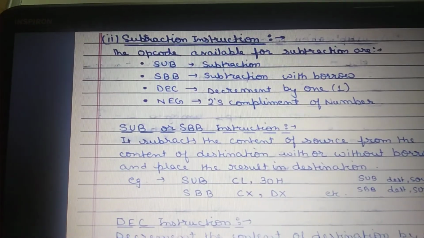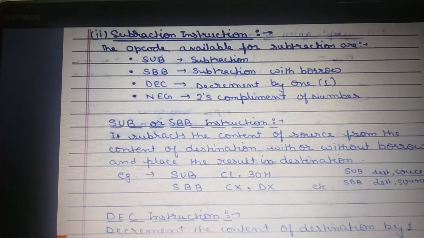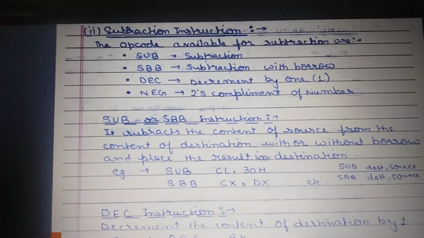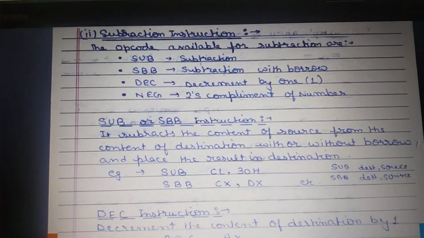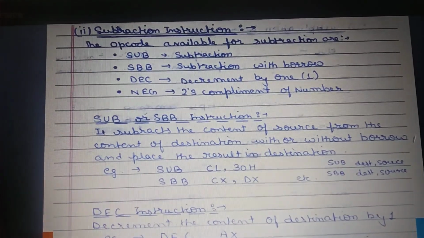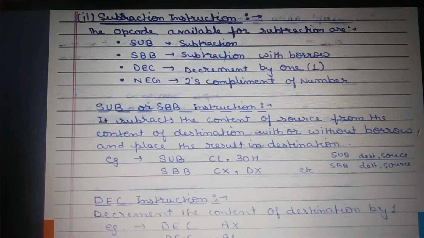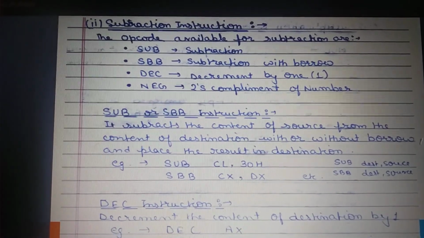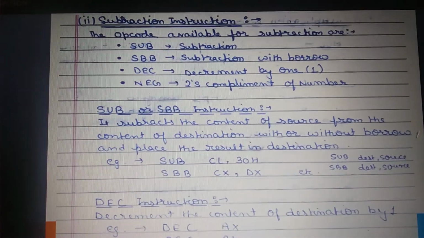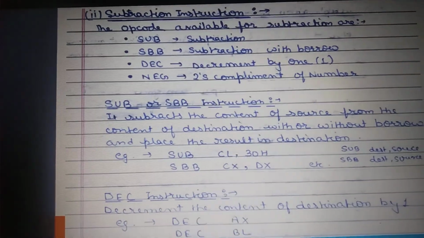The format of these instructions is SUB destination comma source or SBB destination comma source. When we execute SUB destination comma source, the content of destination will be destination minus source. And if we execute SBB destination comma source, then the content of destination will be destination minus source minus the status of carry flag, or the status of borrow, the previous borrow.